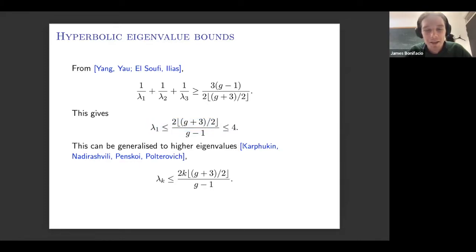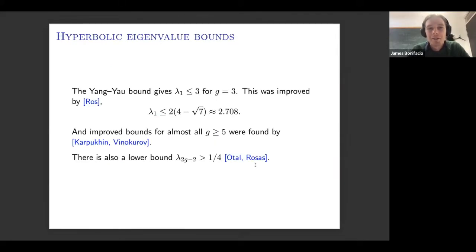And okay, so this bound on the spectral gap can also be generalized to higher eigenvalues. So in this more recent paper by Karpukhin, Nadirashvili, Penskoi, and Polterovich, they show that lambda k is less than or equal to this function of the genus and k. Okay, so the Yang-Yau bound gives for genus equal to 3 that the spectral gap must be less than or equal to 3.